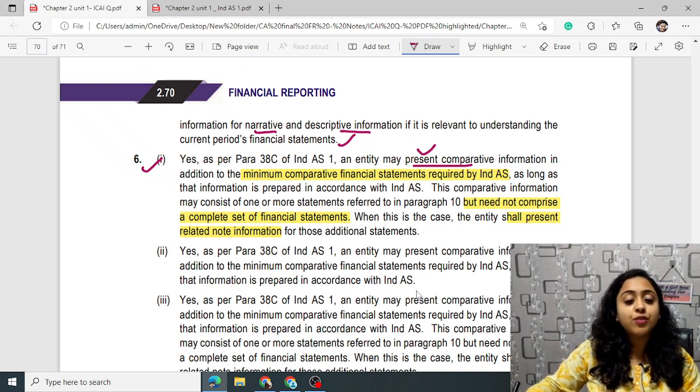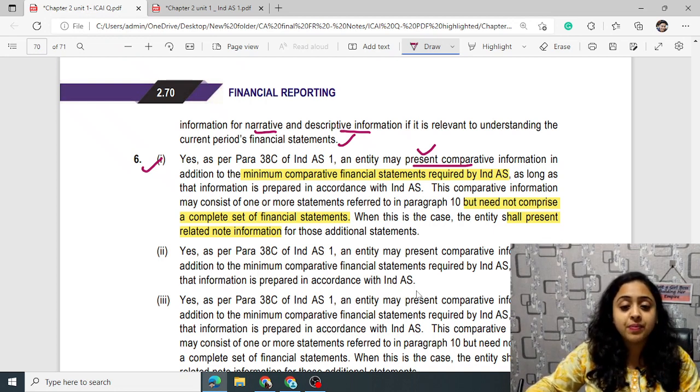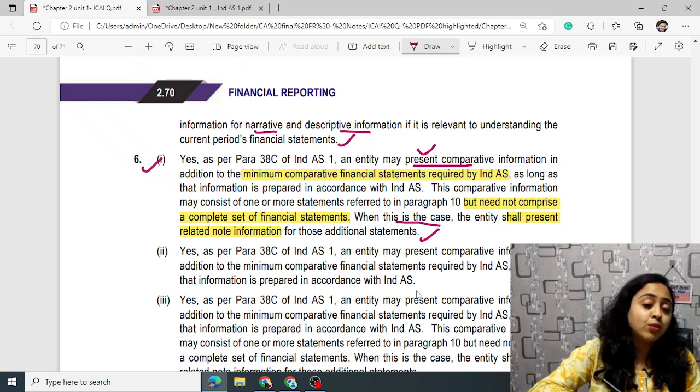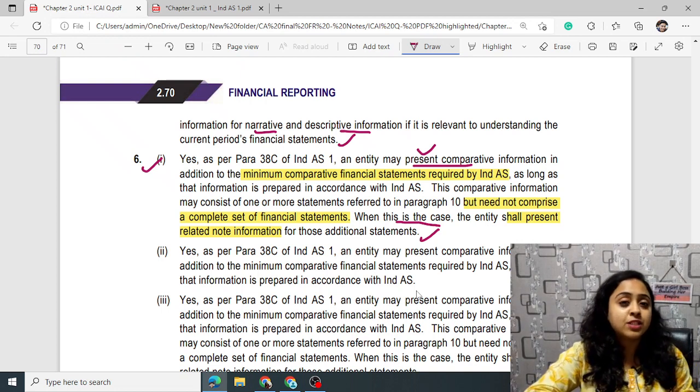This comparative information may consist of one or more statements referred to in para number 10, but need not comprise a complete set of financial statements. When this is the case, the entity shall present related note information for the additional statement, and they have to also write this down and disclose it in the notes to account.